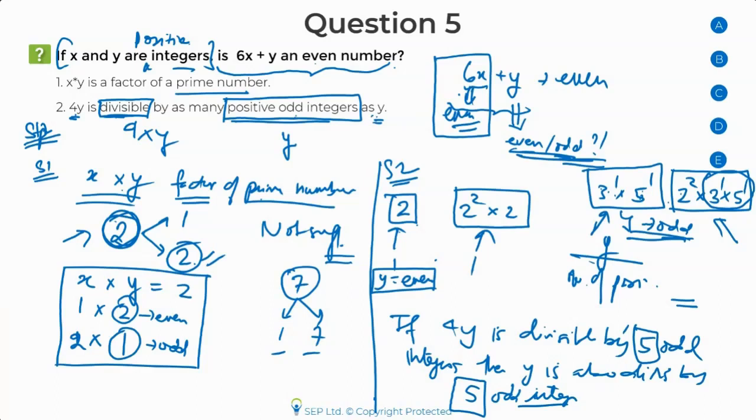Yes, I guess people are now getting restless. Yes, the answer is C actually, is E. Sorry, the answer is E in this case. Because from statement 1 also, I could not figure out whether y is even or odd. From statement 2 also, I could not figure out whether y is even or odd.